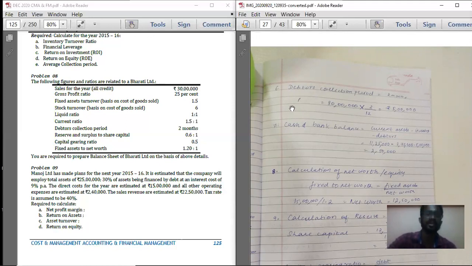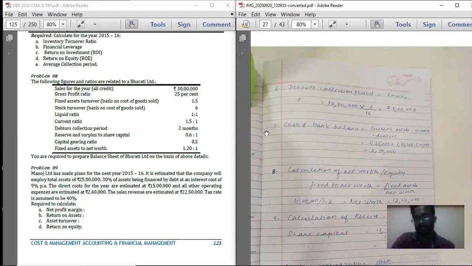Debtors is equal to credit sales into average collection period. Here, what is the credit sales? 30 lakhs. What is average collection period? 2 months. So 30 lakhs into 2 by 12 is equal to 5 lakh rupees. So remaining is cash and bank balance. If we deduct debtors and inventory out of current assets, we'll get the cash and bank balance.